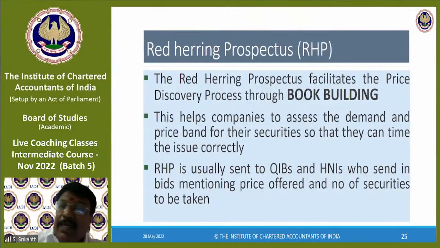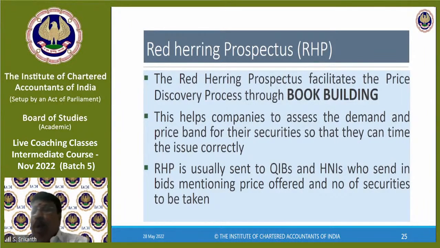The red herring prospectus is usually sent to QIBs. Please note it. QIB means qualified institutional buyer. If you think you will forget it, write it down. If you want to know who all are qualified institutional buyers, go to the SEBI website, or just put qualified institutional buyers in Google. For example, all the financial institutions are QIBs, banks are QIBs, LIC is a QIB. So these are all institutions.